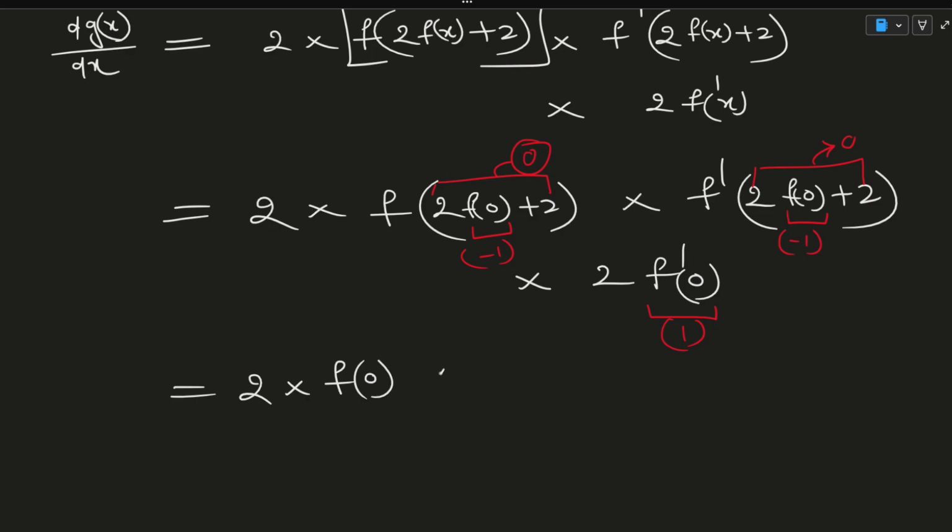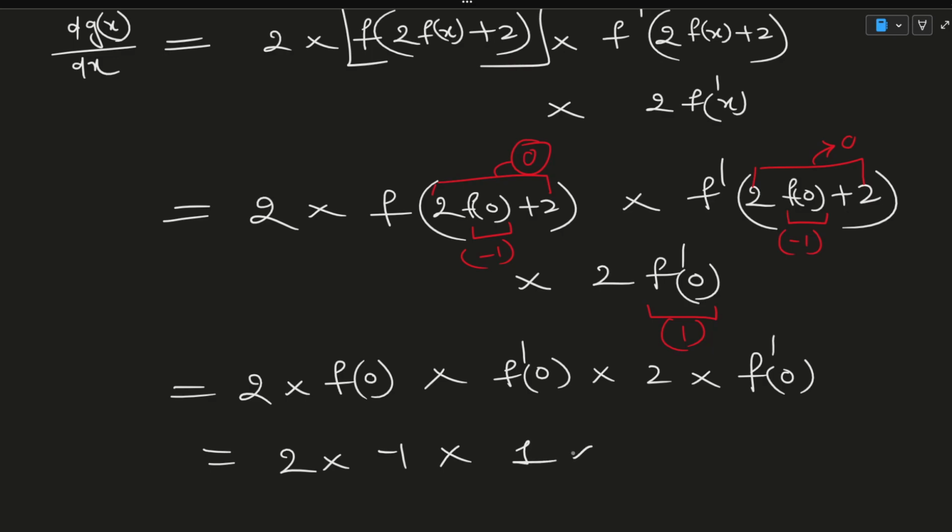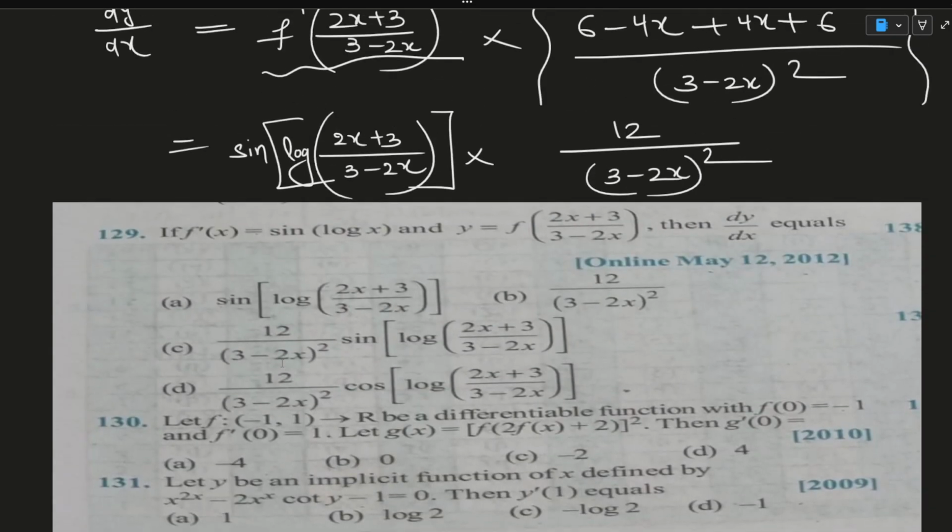So clearly it reduces to f of 0 into f dash 0 into 2 into f dash 0. The value of f dash 0, just let me write. So it is 2 into -1 into 1 into 2 into 1. So it will be -4. Okay, so here it is solved. Another question, I will just go to the option, and option A is correct here.